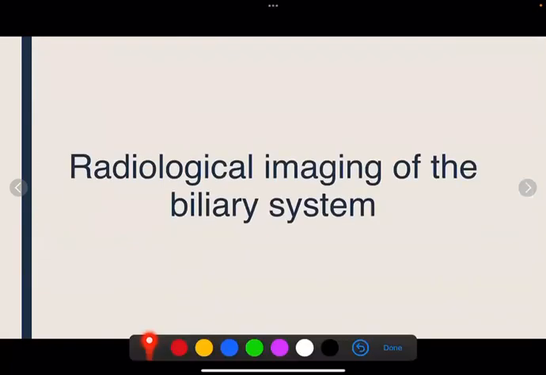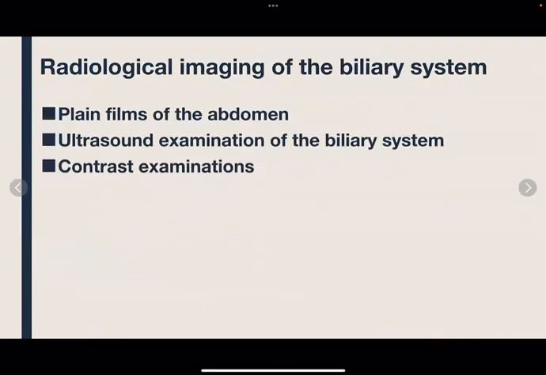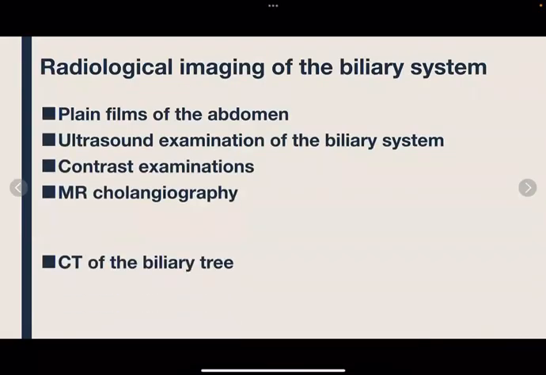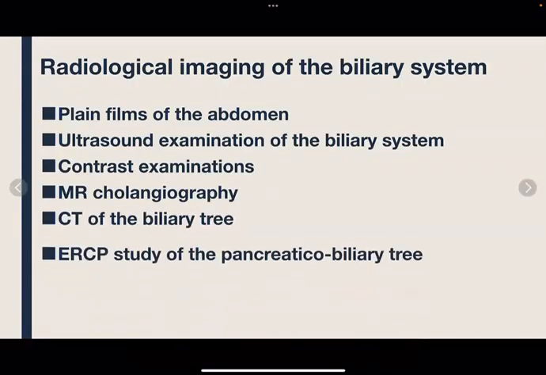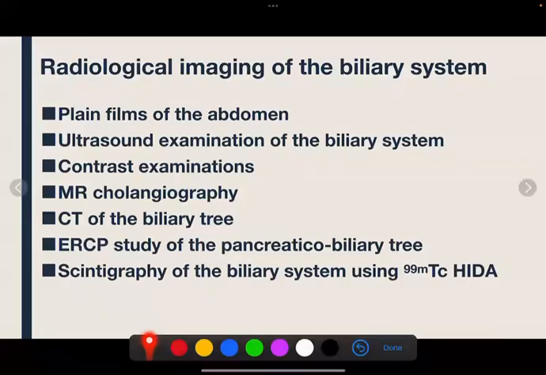Starting with the radiological imaging of the biliary tree. The imaging modalities: we have the plain film of the abdomen, ultrasound examination of the biliary tree, contrast examinations, MRCP, CT of the biliary tree, and ERCP, and scintigraphy of the biliary tree using the technetium-99 HIDA scan.